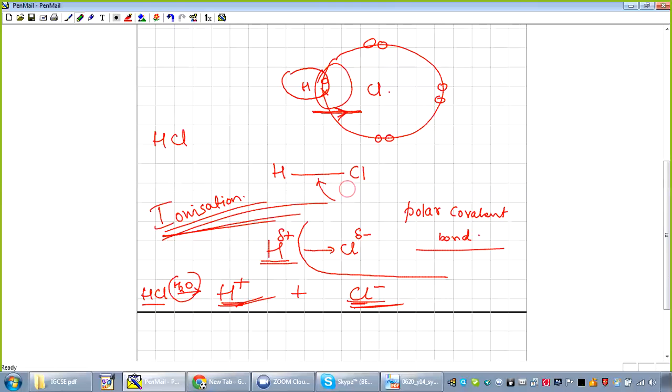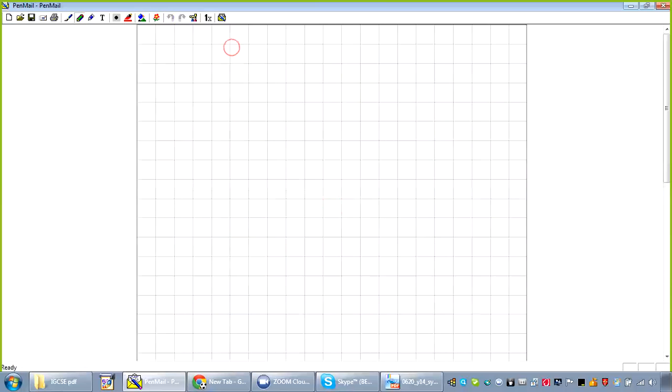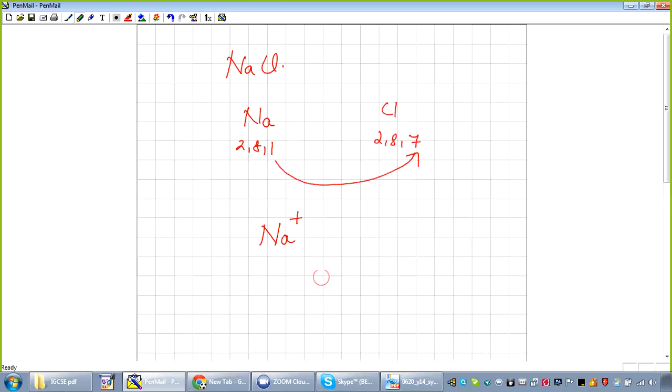I'm just coming back to NaCl. Originally, what is there? Na, the electronic configuration is 2, 8, 1. Chlorine, the electronic configuration is 2, 8, 7. When Na and chlorine combine together, in the beginning itself the electron is transferred from Na to Cl. This makes Na plus ions and Cl minus ions. These both are attracted with a very strong force of attraction.